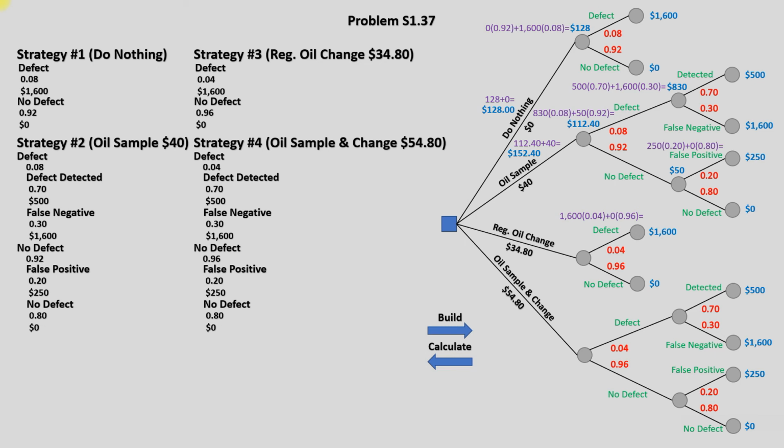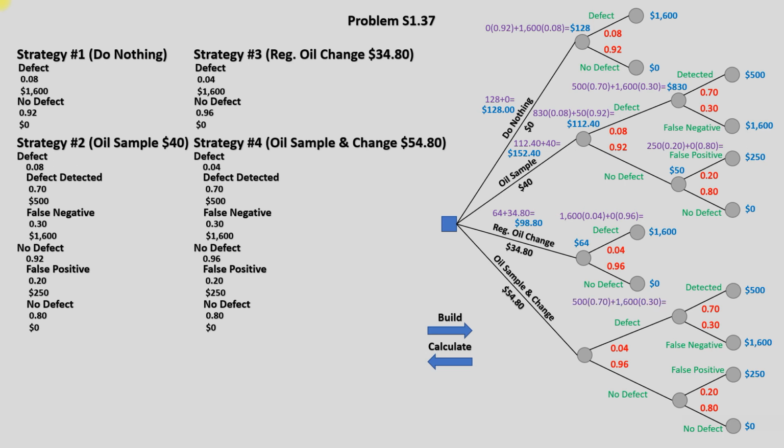Strategy 3, we're going to take the $1,600 and multiply it times the 0.04. We're going to add that to the $0 times the 0.96, and we'll get $64. How much does strategy 3 cost us? Strategy 3 will be the $64 plus the upfront cost of $34.80, which totals $98.80.